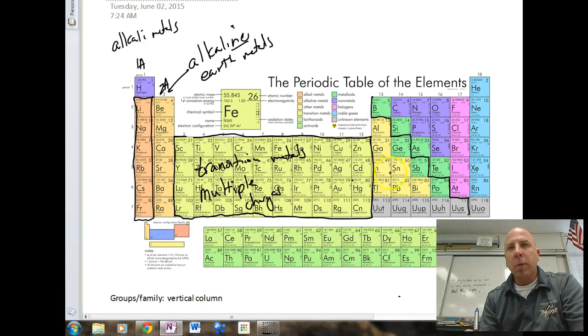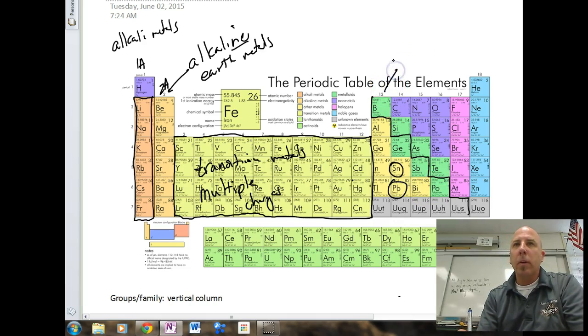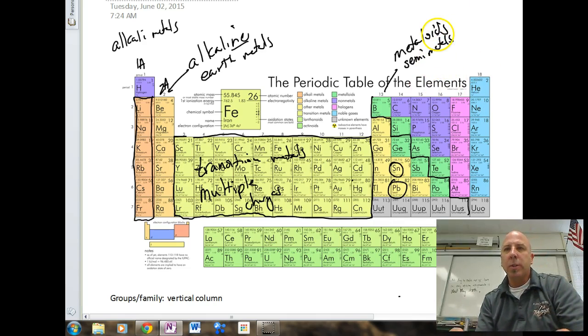Down here below our stair-step line, we have some elements that act a lot like transition metals, things like lead and tin. This is a light yellow color, maybe a little darker yellow than the transition metals. We sometimes call them other metals. They're still going to behave like a transition metal though. Touching that stair-step line, we have boron here in green, silicon, germanium, arsenic, antimony, tellurium, polonium. These guys are going to be our metalloids, and sometimes also called semimetals. So metalloids or semimetals are used interchangeably.